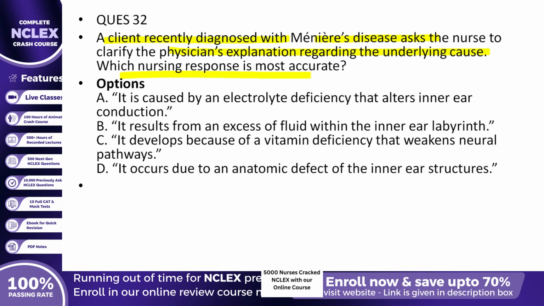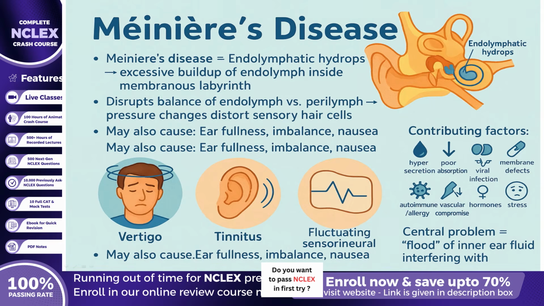Option A states, it is caused by an electrolyte deficiency that alters inner ear conduction. Option B says, it results from an excess of fluid within the inner ear labyrinth. Option C suggests, it develops because of a vitamin deficiency that weakens neural pathways. And finally, option D explains, it occurs due to an anatomic defect of the inner ear structures. The correct answer here is option B. It results from an excess of fluid within the inner ear labyrinth.